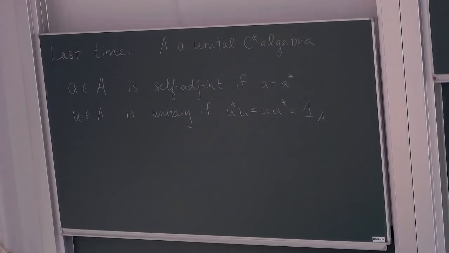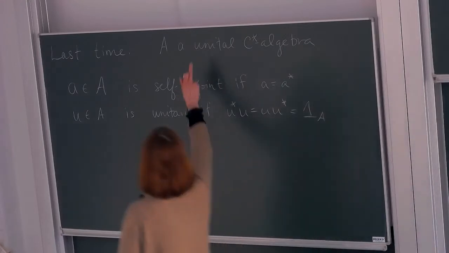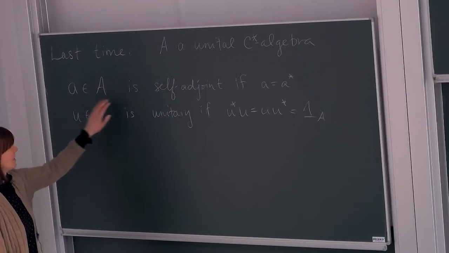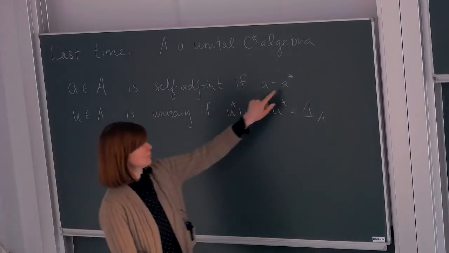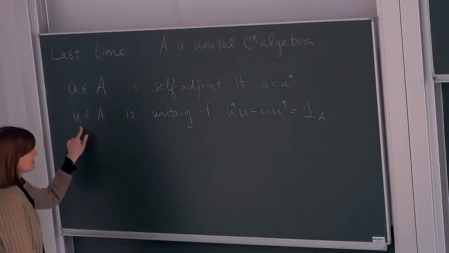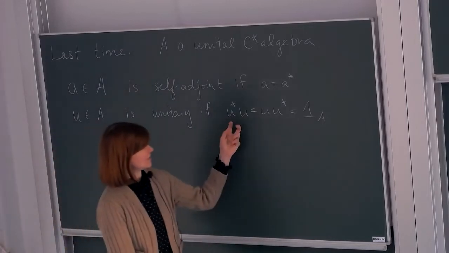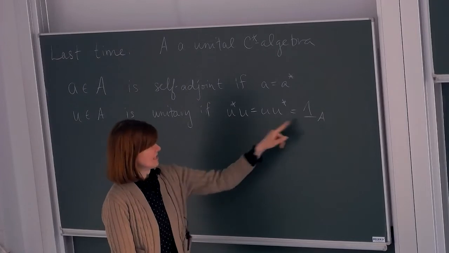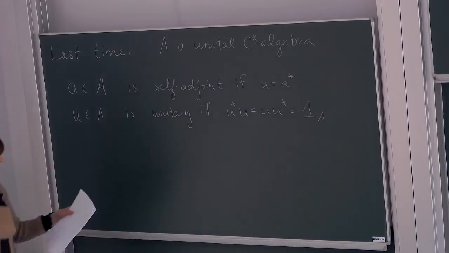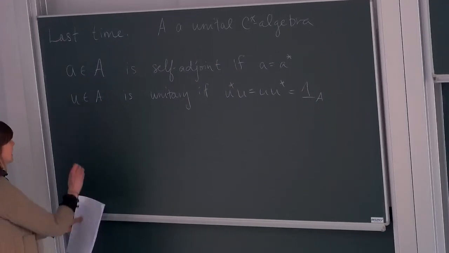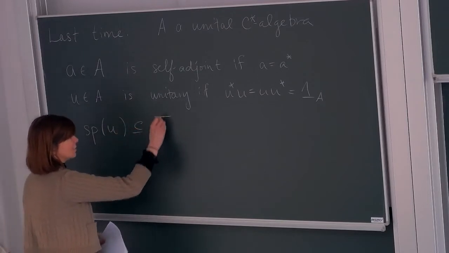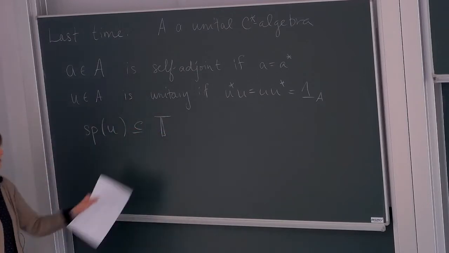Okay, sorry about that. Let me just repeat what I said quickly then. We have a unital C-star algebra, and we had two special types of elements. One is the self-adjoint element, when it's equal to its adjoint, and another is a unitary, which means that it commutes with its adjoint, so it's normal, and its adjoint is actually its inverse. And then at the end, we observed that the spectrum of a unitary element is always contained in the unit circle.